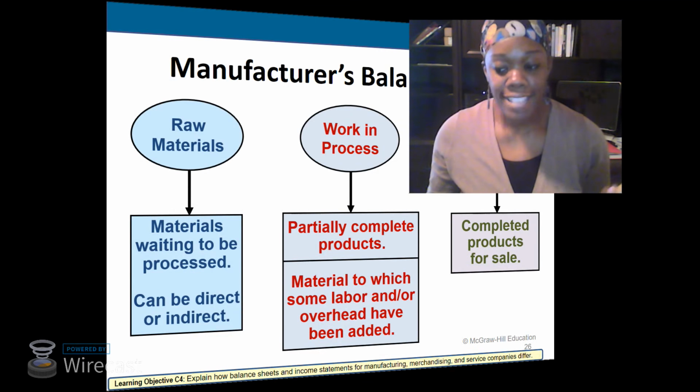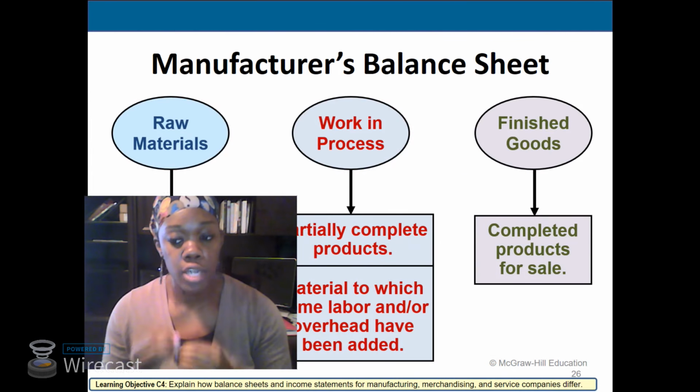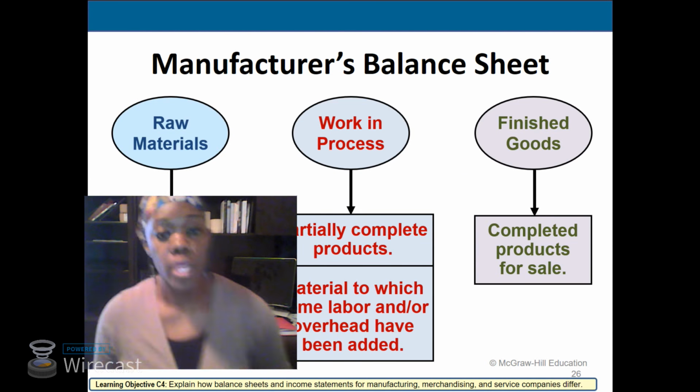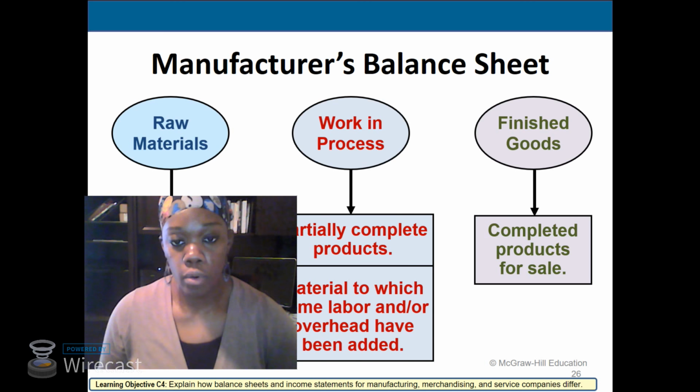And then our last category is going to be our finished goods. That's when we've baked our cupcakes. Those cupcakes are baked and ready to go. We're ready to sell them. All right, so that's our finished goods category.